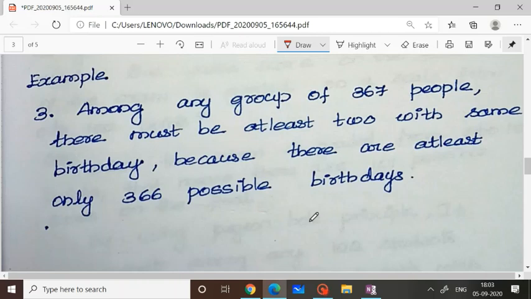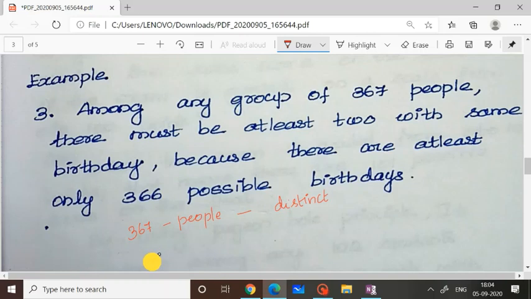So we are having 367 people, which means that they are distinct. These are all distinct cases, because this many persons represent that they are distinct. So we can't say that one person is a repetition of the other. Among any group of 367 persons, there must be at least 2 with the same birthday. By which concept are they using this? Because there are only 366 birthdays.